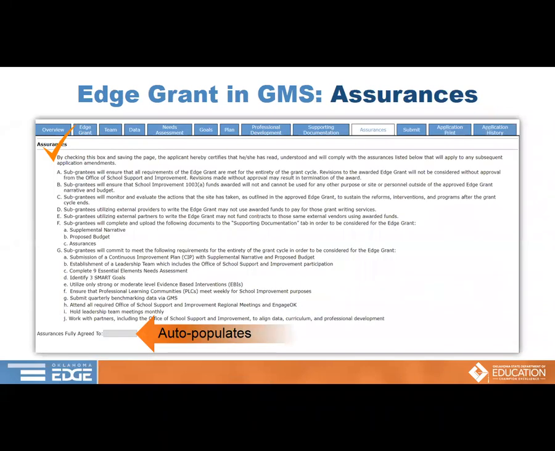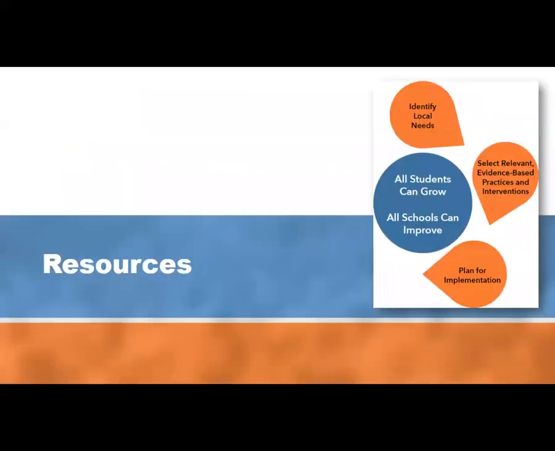If you're applying for the EDGE grant, you will fill out the assurances tab. Go ahead and read the assurances, and you will agree to them by check marking the small box at the top, and it will auto-populate the box at the bottom. Be sure and save the page, and then you'll submit the grant as usual.